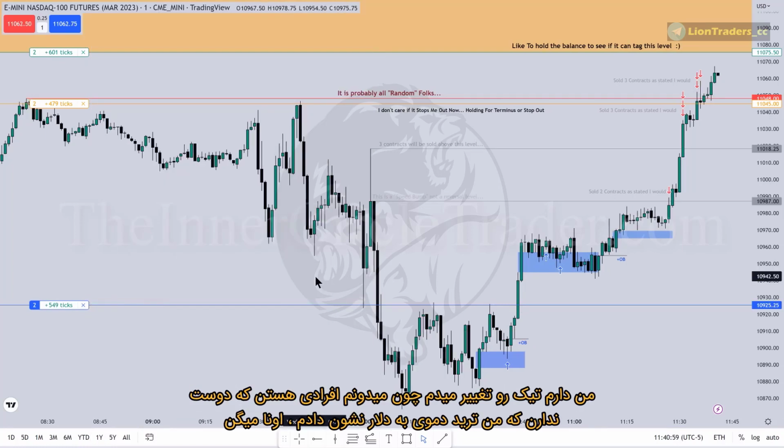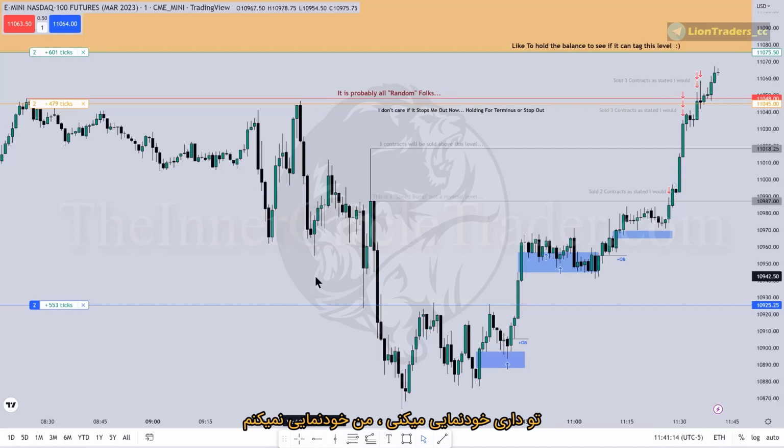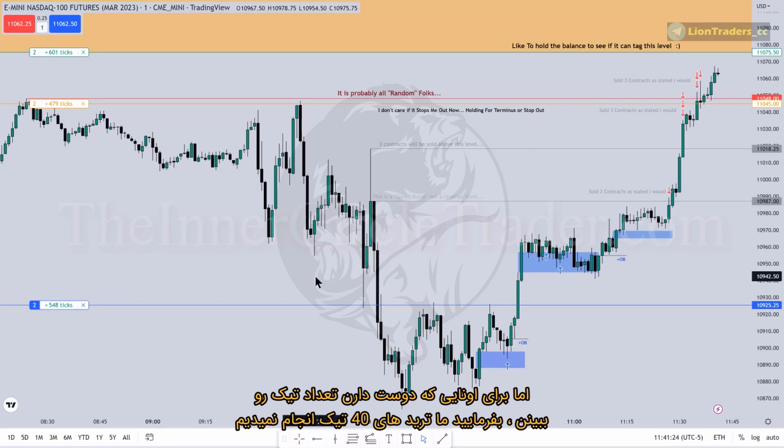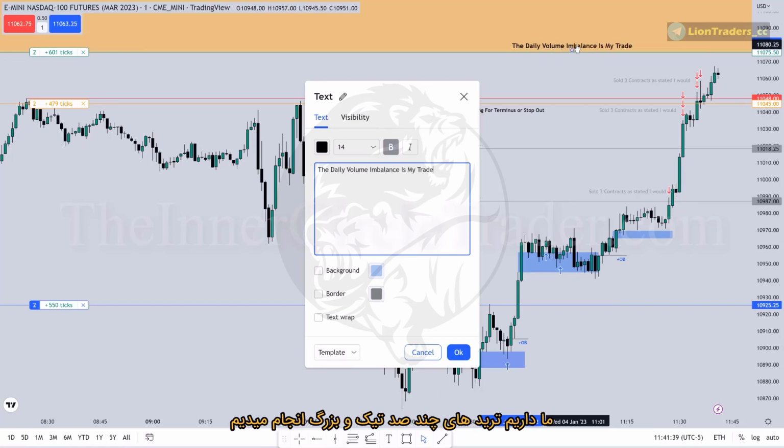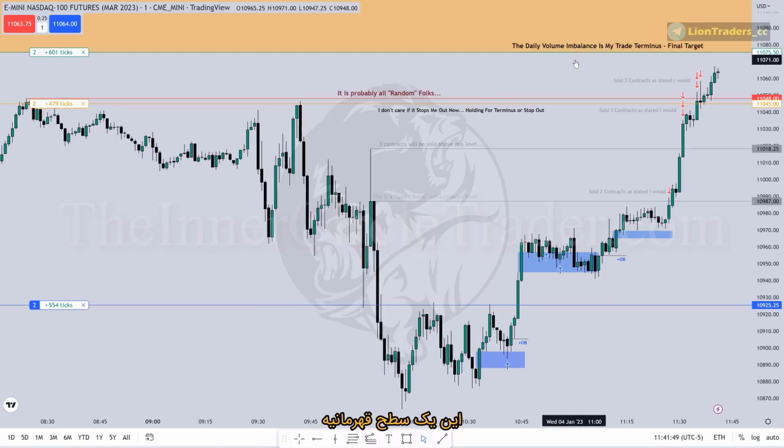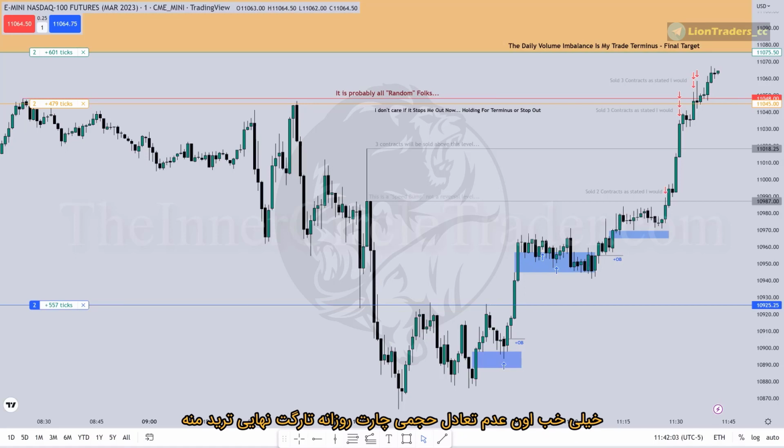Now I'm changing it to ticks because I know I have people who don't like the fact that I showed the paper trade in dollar terms. They're like, oh, you're flexing. I'm not flexing. I don't care about the money because I can't spend that. But for those of you that like to see the ticks, here you go. We're not doing 40 tick trades. We're doing monster, several hundred tick trades. That's a championship level grade trader, not somebody that's going in there looking for nickel and dime, dollar menu trades. All right, the daily volume imbalance is my trade terminus or final target.